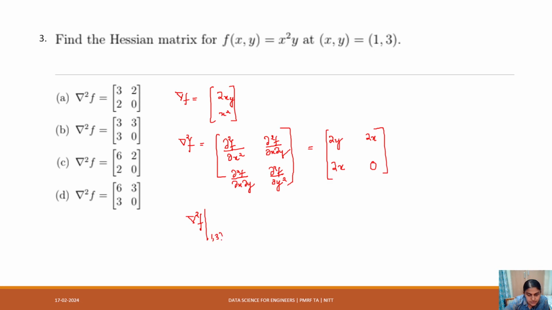So you have to find the Hessian at (1, 3). That means the y value, 2 into 3, will be coming here, then 2, 2 and 0, which will give you option C.